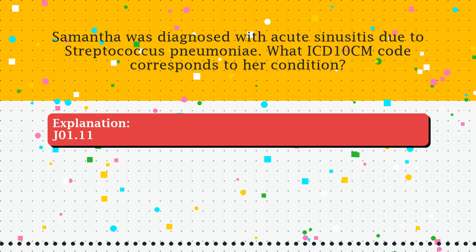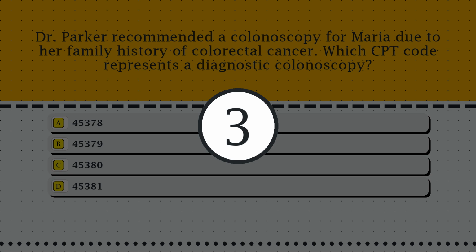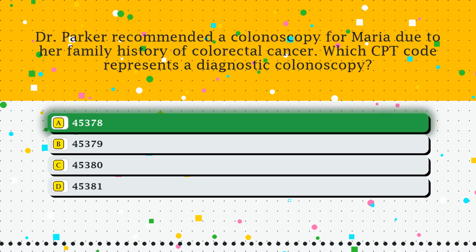Question 238. Dr. Parker recommended a colonoscopy for Maria due to her family history of colorectal cancer. Which CPT code represents a diagnostic colonoscopy? Option A, 45378. Option B, 45379. Option C, 45380. Option D, 45381. The correct answer is option A, 45378.